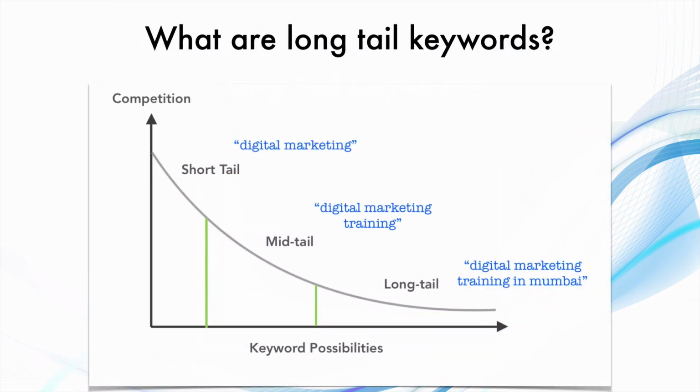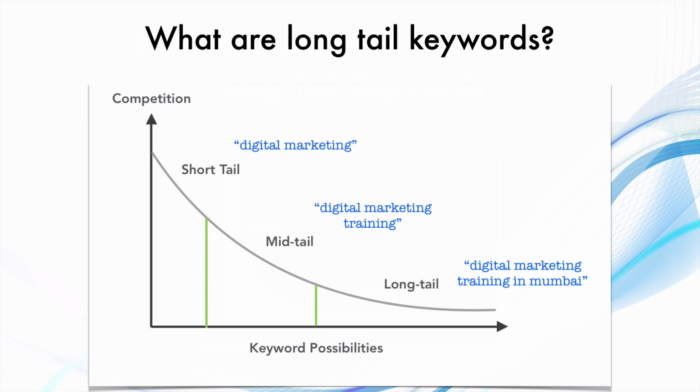So first let's have a look at what long tail keywords are. Long tail keywords are basically keywords which have more words in the search phrase. If you look at this graph, we have short tail, mid tail and long tail keywords. Short tail keywords usually have very high search volume and also very high competition. A keyword like digital marketing is a short tail keyword. It has only two words and it has a short tail. That's why it's called short tail. In general, it is very difficult to rank for a short tail keyword because of the high competition.